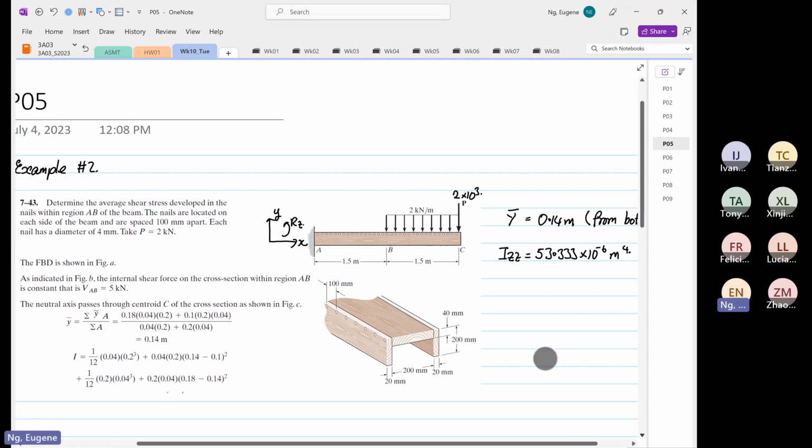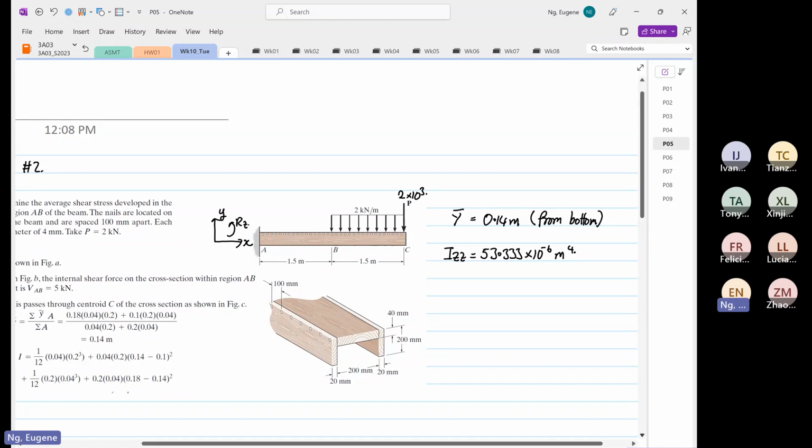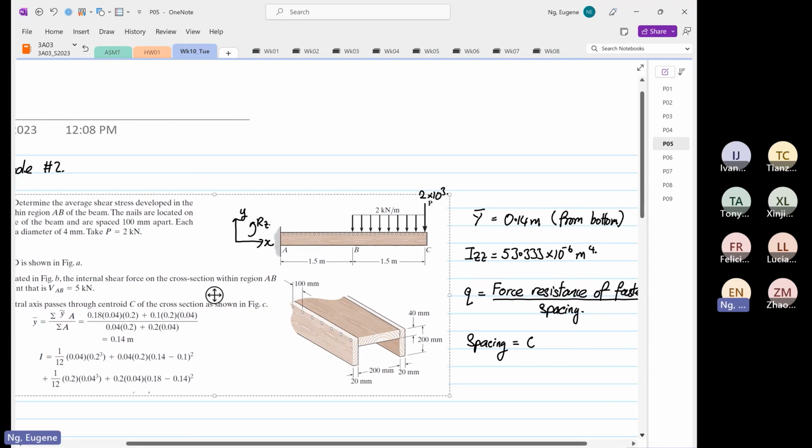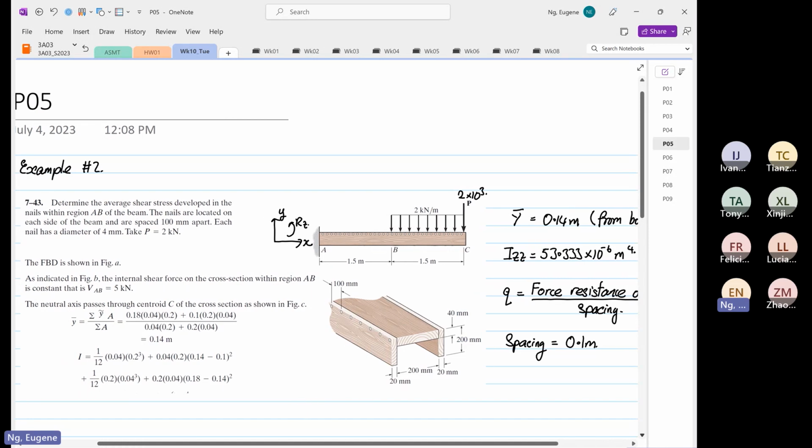We are given the spacing. So let's formulate what's going on. We know q is equal to the force resistance of the fastener divided by the spacing, right? And we know the spacing S is given to us as 0.1 meters.